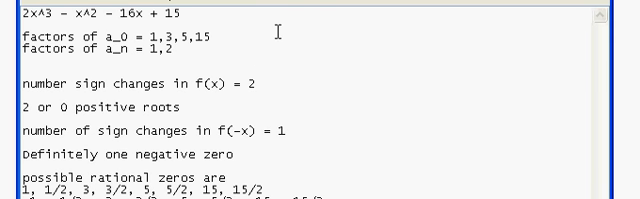Factors of the constant term, 15, is 3 times 5, 1 times 15, so we have possibilities of 1, 3, 5, and 15. For our leading term this time, we have 2 in the coefficient, so either 1 or 2 is a possible factor of that.